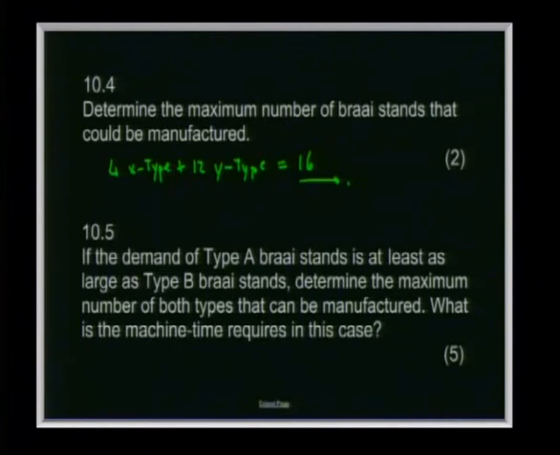If the demand for type A is at least as large, in other words, the Y type, the type B, is going to be smaller than type A. The X is going to be bigger than or equal to Y. It's at least as large. In other words, you could have 20 type A and 10 type B. Not a problem. But you couldn't have less than 10 type A if you had 10 type B. So that now is an additional constraint.